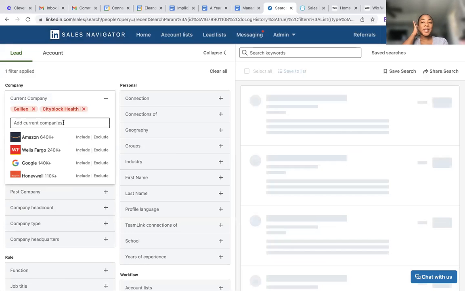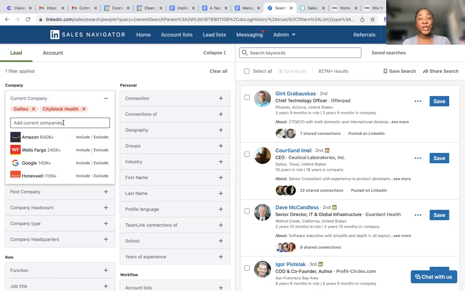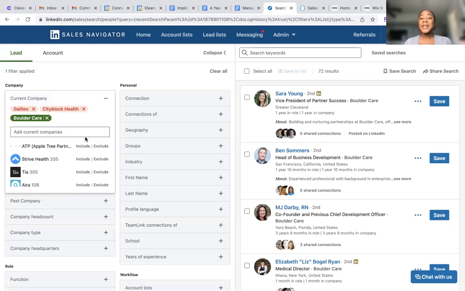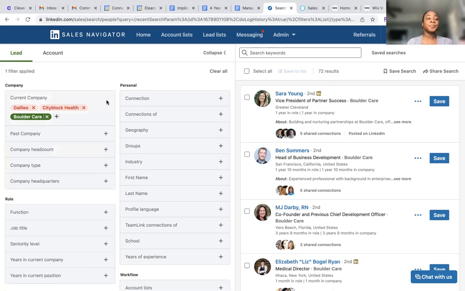You can also put in here specific companies that you want to include. So I went out and did a lot of research, and I found the top 10 startup companies that I really wanted to work with. You can include them. So one of those companies was Boulder Care. So I could put to include them. And as I do that, you can see the amount of people in that list will grow. Okay. The next, is there any past companies? I don't typically use that one.